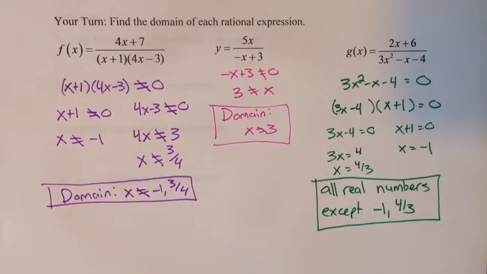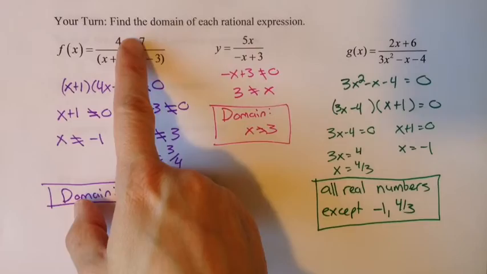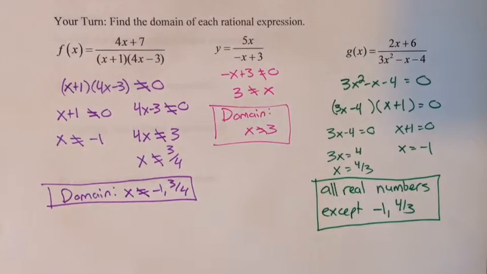And we're back. My first example was 4x plus 7 over x plus 1 times 4x minus 3, and I'm trying to find the domain. That means that I want to find all the values of x that would make the denominator 0 if I plugged them in.